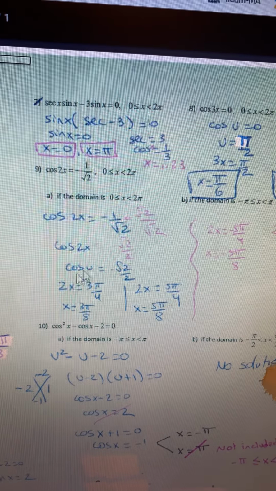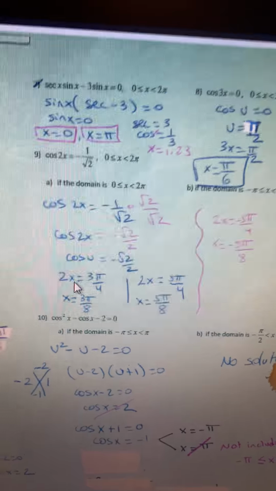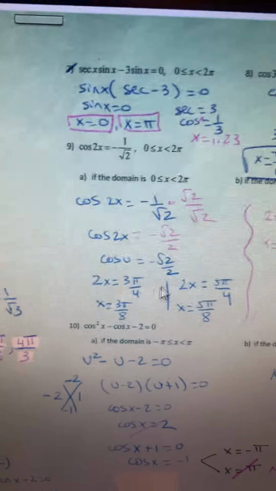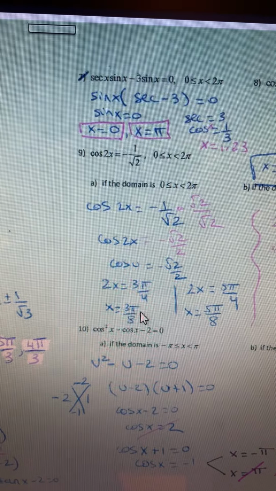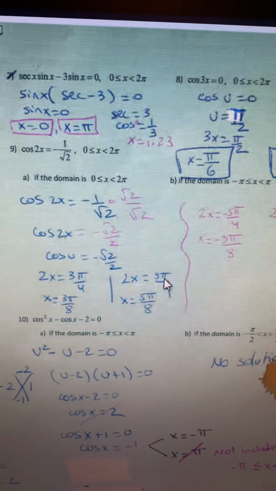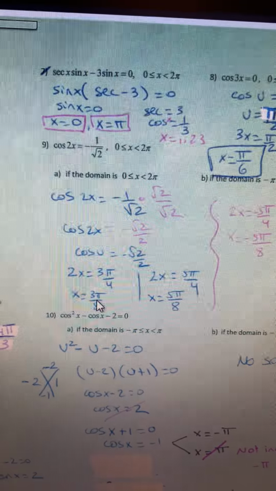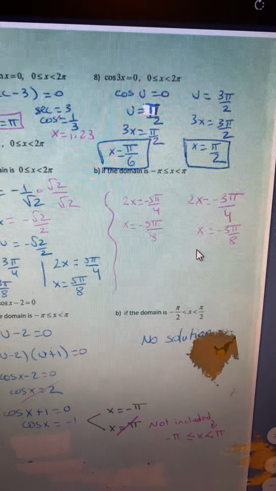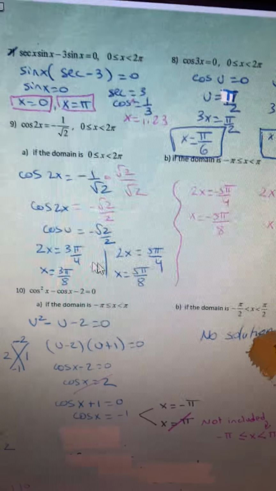But this is not going back from u to x. I need to solve for x, not u. So divide by 2, divide by 2. So 3 pi over 8. Dividing by 2 is the same thing as multiplying by half. So 5 pi over 8, 3 pi over 8. Okay? That's if you were solving in the whole circle.